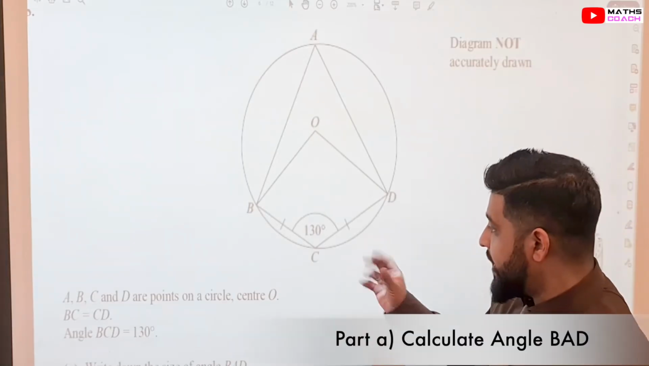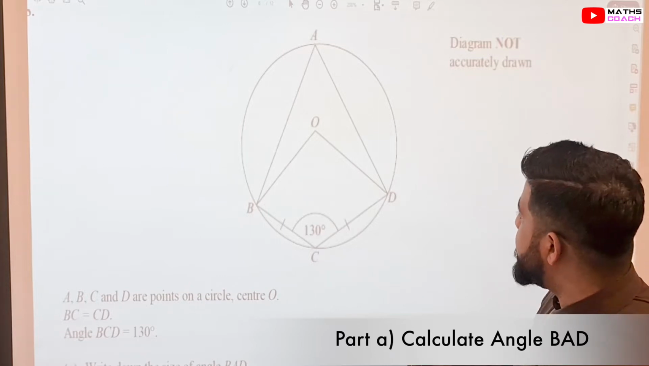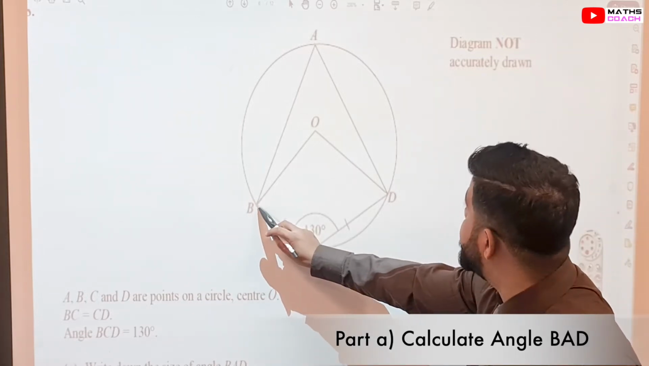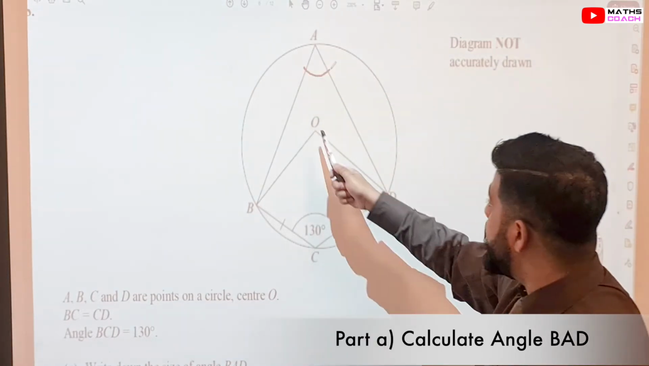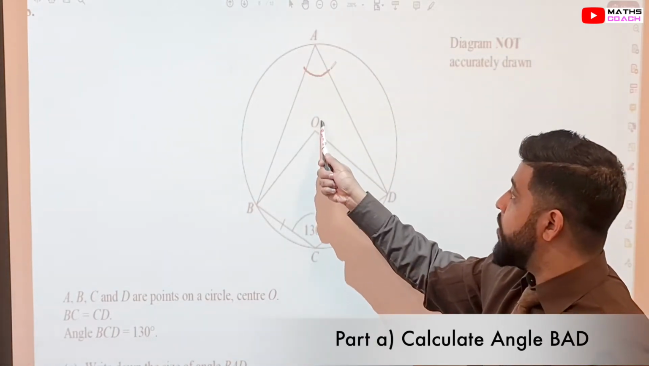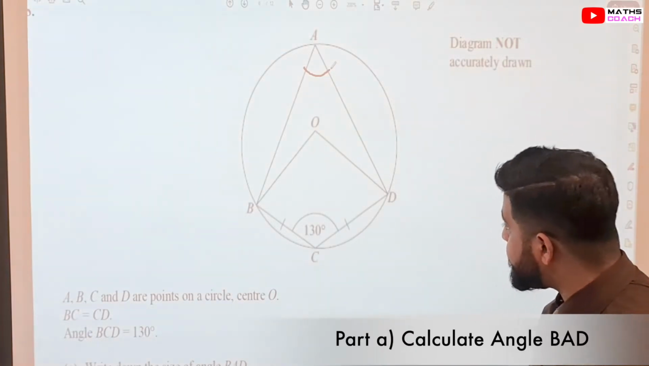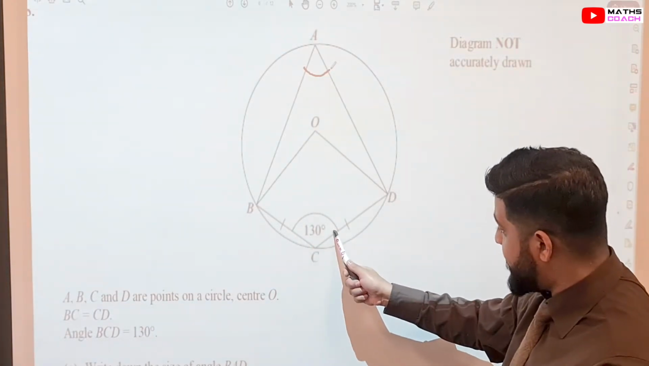Right, so having a look at this next question here, it wants us to work out angle BAD. So let's mark that in here right there. We know that this is the center of a circle because we've got that O for origin. Right, we are given this as 130.